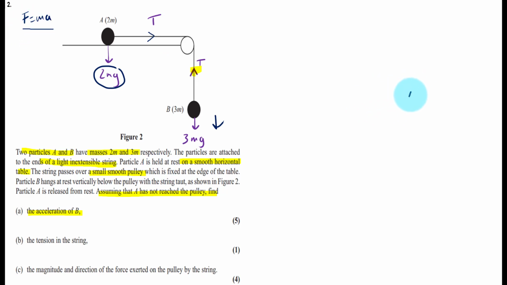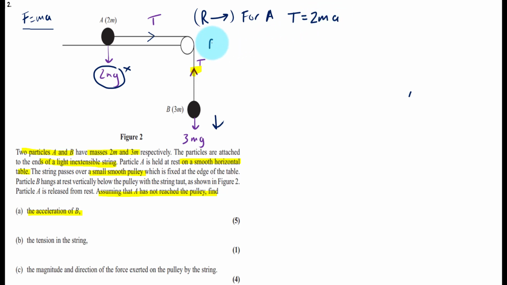So if we have to resolve horizontally, now we're resolving horizontally, we could ignore this, we don't need that for A. This is for A. So we have T must equal mass times acceleration, which is 2m, the mass is 2m, and a.